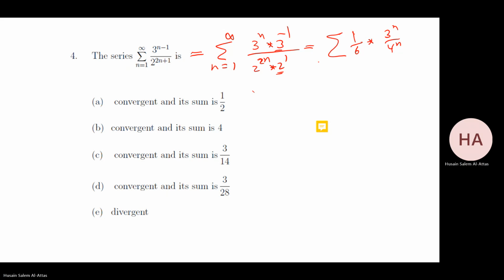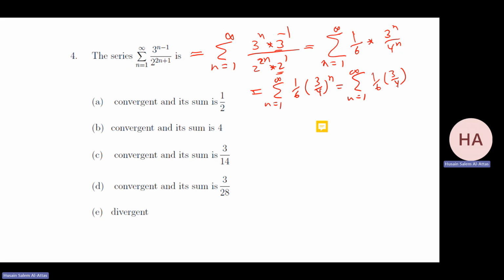This is starting from 1. So this one will be summation n equal 1 to infinity of 1 over 6 times 3 over 4 to the power n. To make it in the format, you do the first one: 1 over 6 times 3 over 4, times 3 over 4 to the power n minus 1. So it's in the format where this is A, and this is my R. I know absolute value of R is less than 1, so it converges.